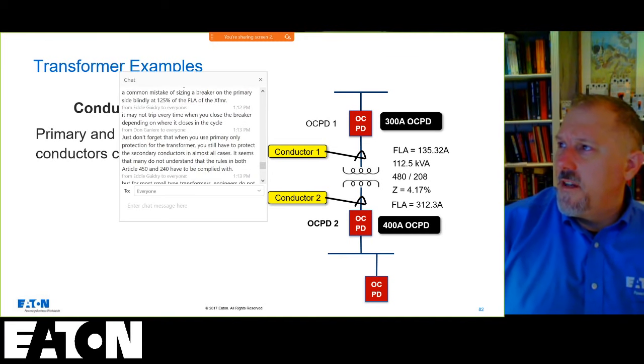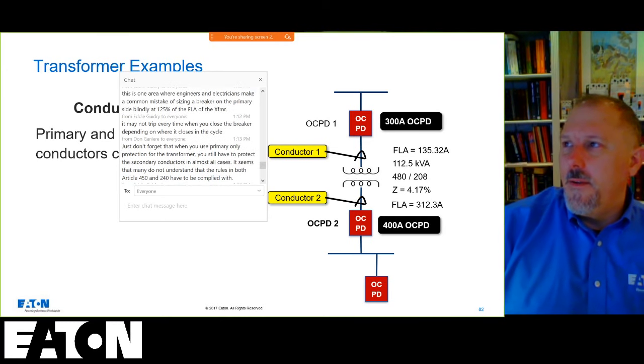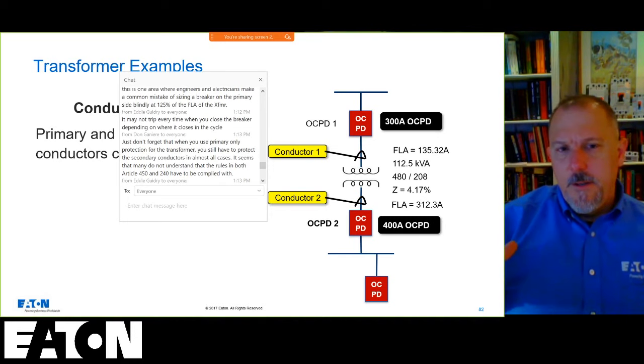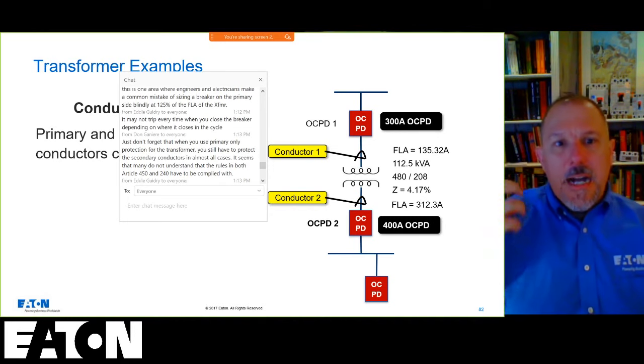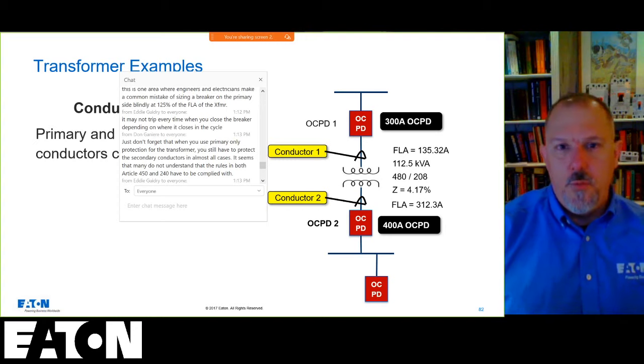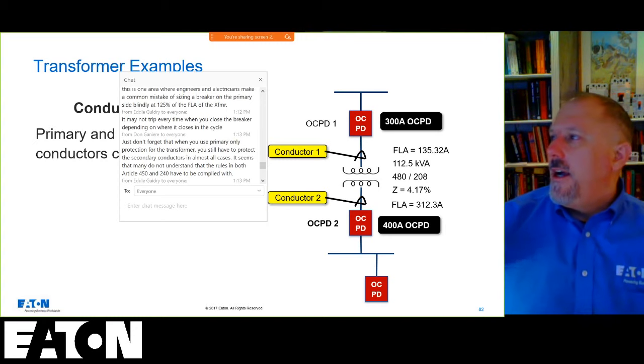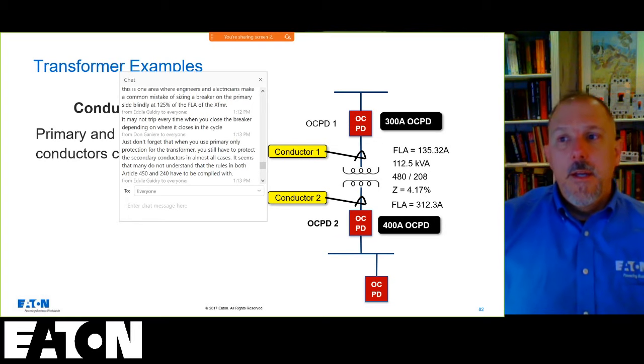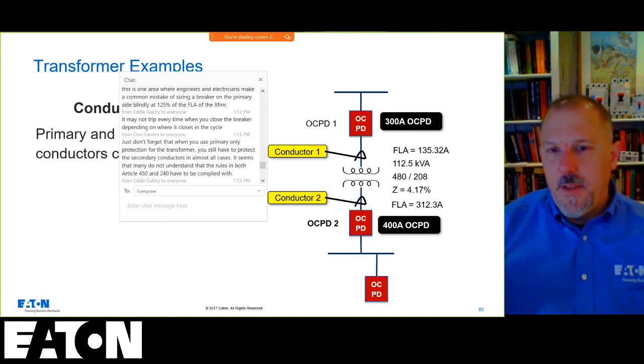Okay, 125% of full load amps of the transformer blindly. Yeah, so you know what? That's my point of the curves: to get you to understand there's a lot more to protecting transformers. We do blindly use 125% for primary, and 125% for the secondary. We blindly use some of the numbers that are in the National Electrical Code.